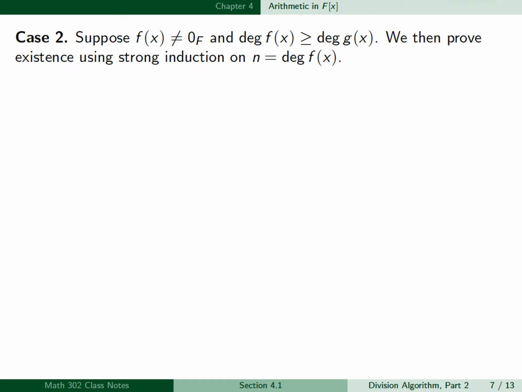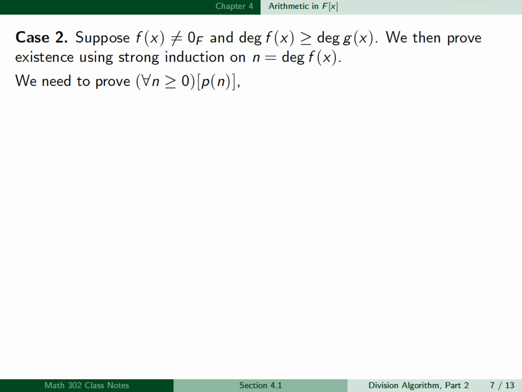For case 2, we're going to suppose that neither of the possibilities from case 1 hold. So we're going to suppose that f(x) is not equal to 0, and the degree of f(x) is greater than or equal to the degree of g(x). We proceed using strong induction on n, which is equal to the degree of f(x).